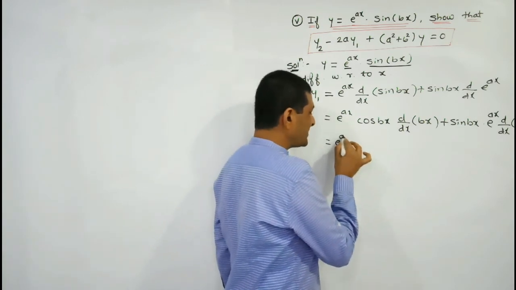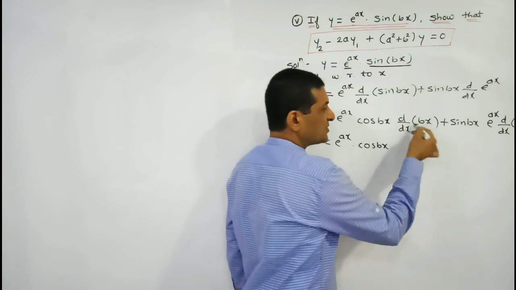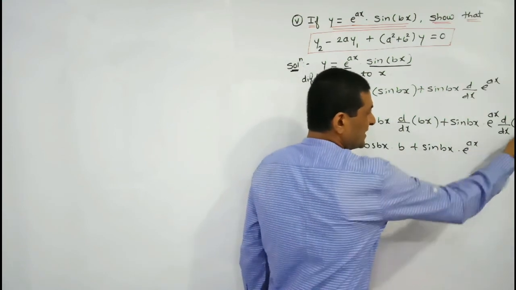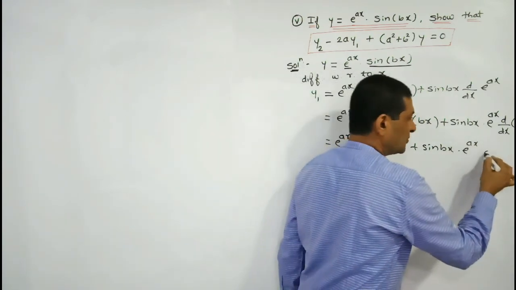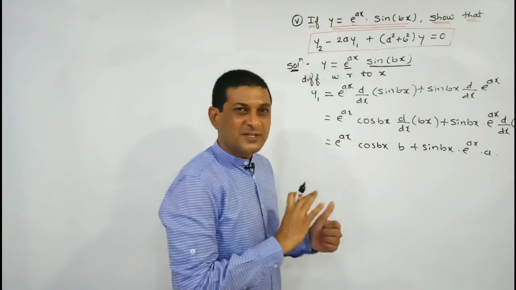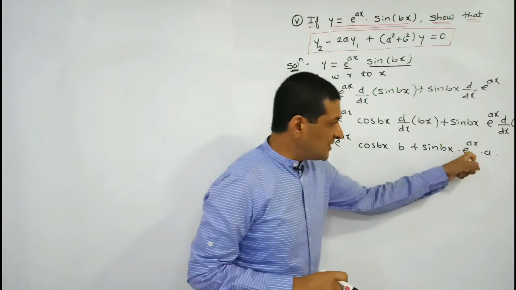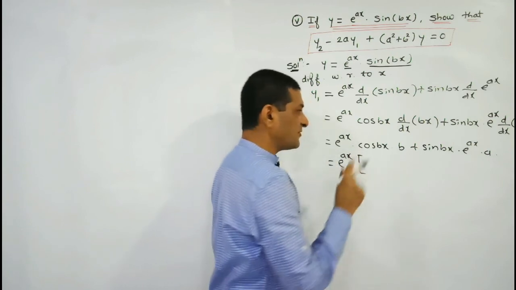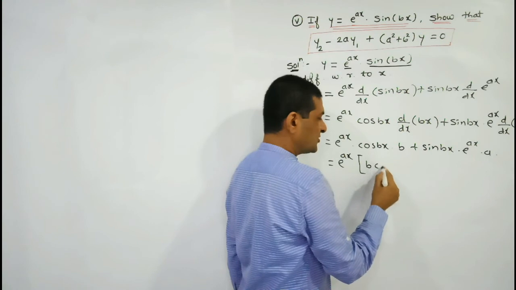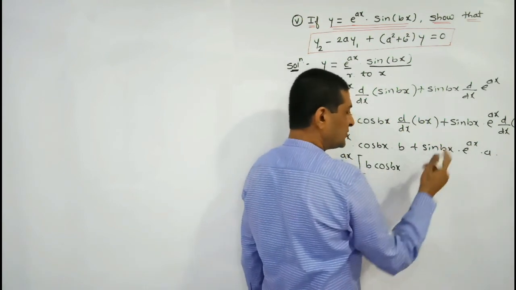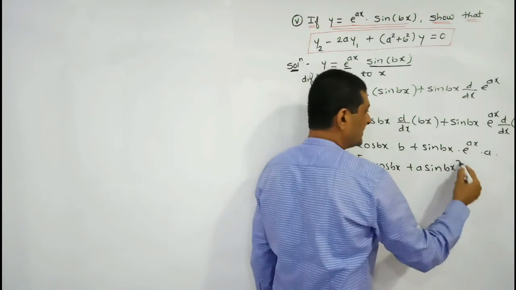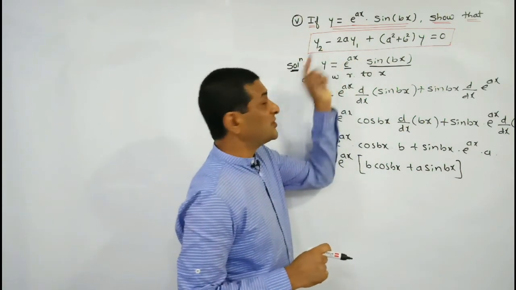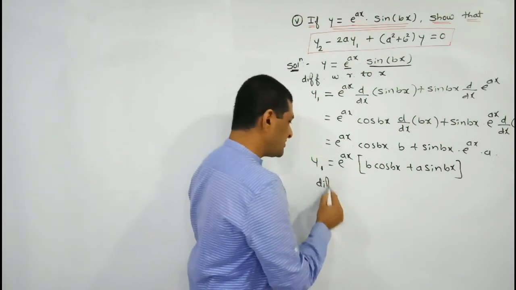Here e raised to power ax, keep it as it is, into cos bx also as it is. The derivative of bx will be equal to b, plus here sin bx, keep it as it is, into e raised to power ax also as it is. The derivative of ax will be equal to a. Once the differentiation is known, we can easily observe that in both the terms e raised to power ax appears, so we are taking e raised to power ax common from both terms. From the first term its coefficient is b cos bx, and here its coefficient is a sin bx. So once the value of y1 is known to us, now we are trying to find the second required value, that is y2, the second order derivative. So again differentiate it with respect to x.